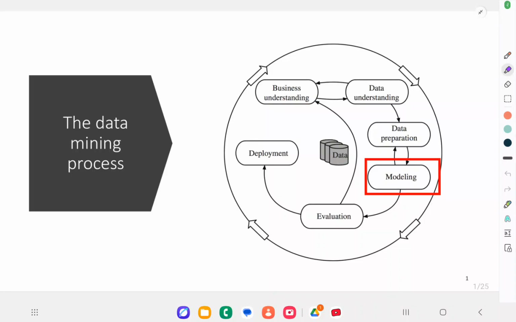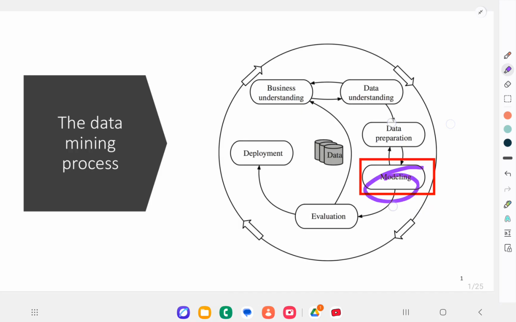Welcome to another lecture of data mining. This week we're entering an exciting new phase, which is modeling. You've already explored the data set, cleaned and transformed it, and now it's time to ask a key question: how can a machine learn from data to make decisions?